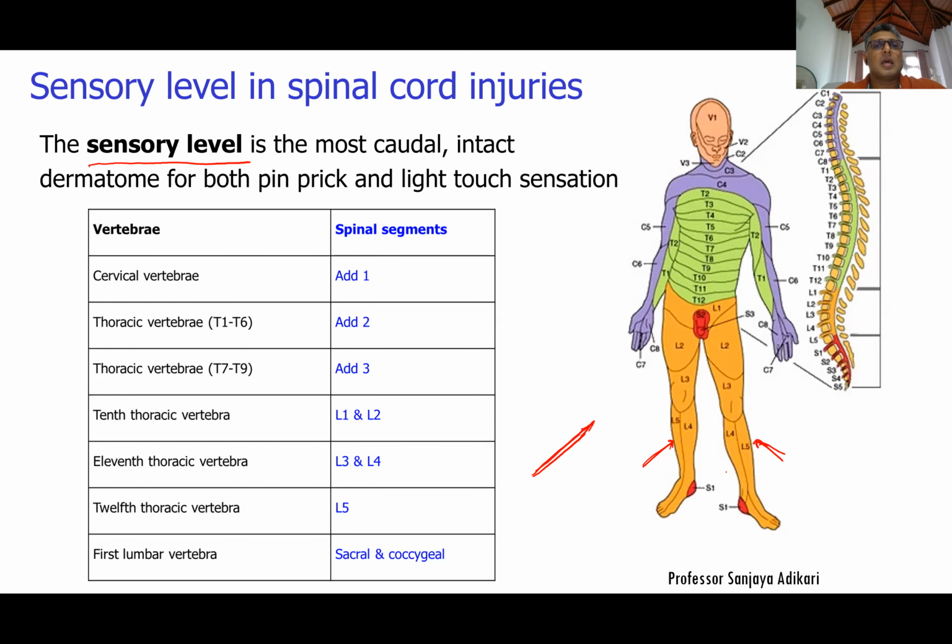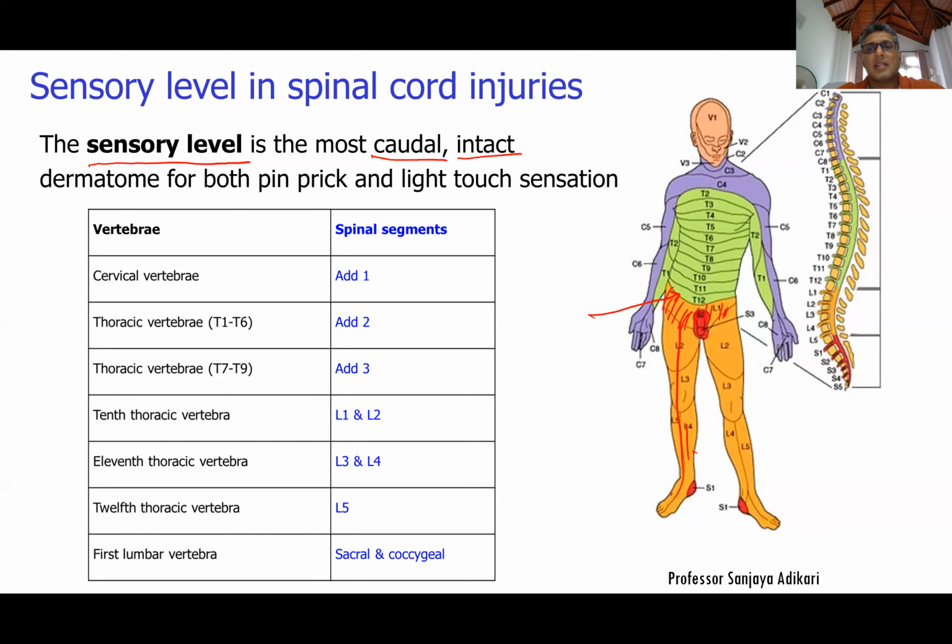Then the sensory level is the most caudal, caudal means most inferior, intact dermatome for both pinprick and light sensations. Light touch is checked with some cotton wool. You take some cotton wool and make a very delicate pointer from it, then you touch with the cotton wool. So that is for your touch sensations. If both touch and pain are gone up to L1 level, then your sensory level is T12, because the moment you go to the T12 segment, the person starts feeling pain and touch. So it's intact, a dermatome intact for both pinprick and light touch. Up to here it's lost.